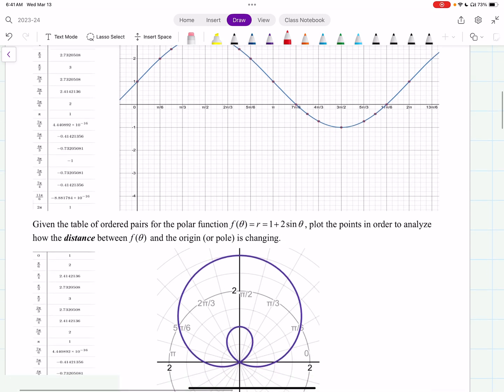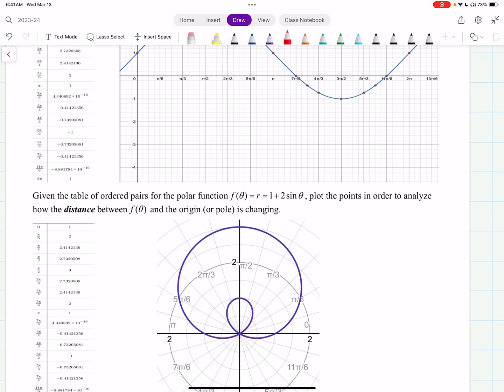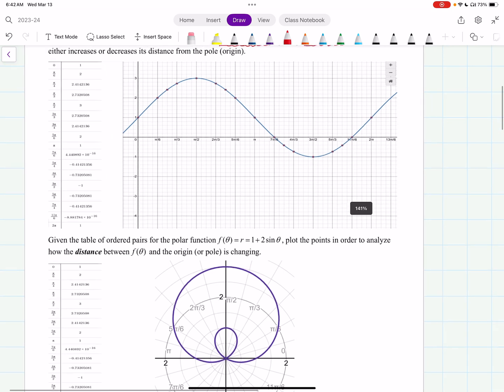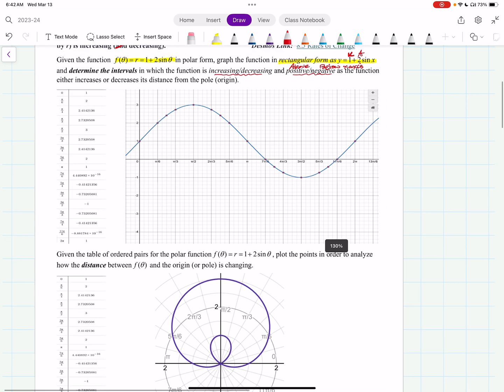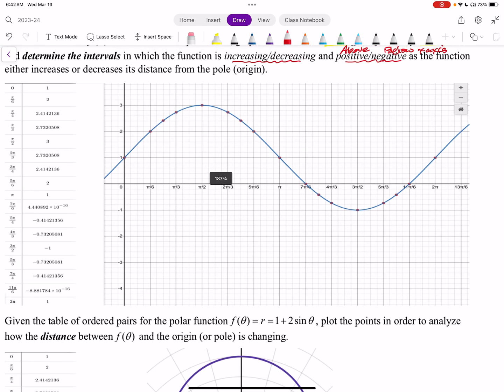And then afterwards, we're going to take the same function in polar form and analyze where the distance is changing, on what intervals the distance of the radius, or from the f of theta to the pole, is changing. Is it getting farther away from the pole, or is it getting closer to the pole? Well, there's a connection between whether the function's increasing, decreasing, and positive, negative, and the distance from the pole. So the only way you can see that is by analysis.